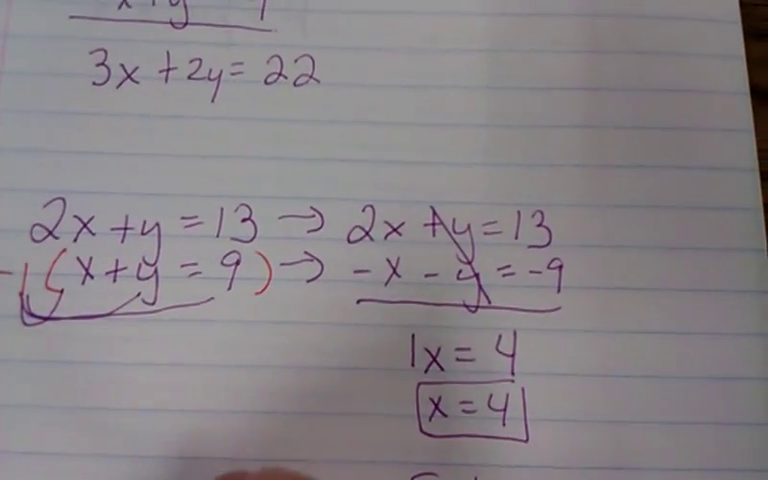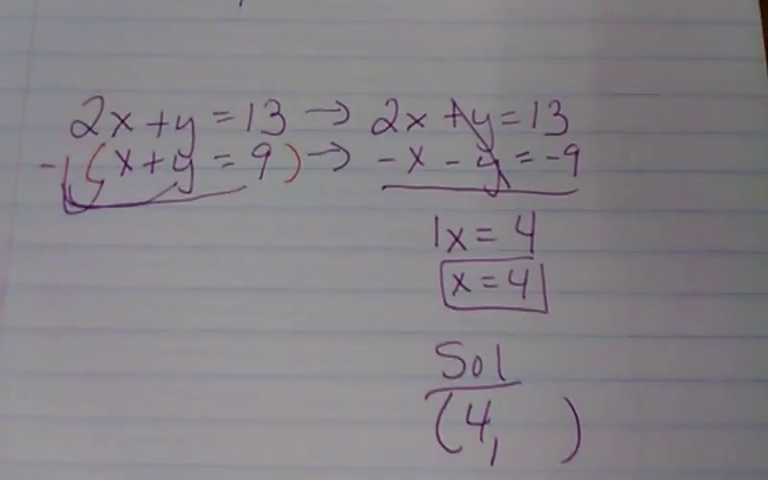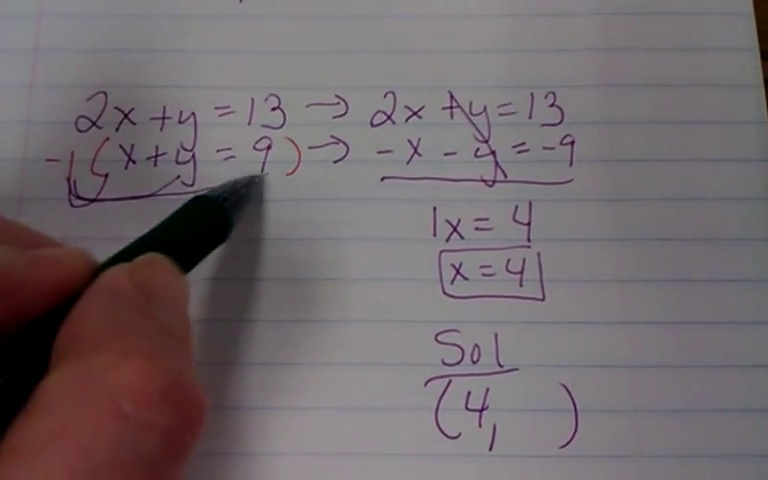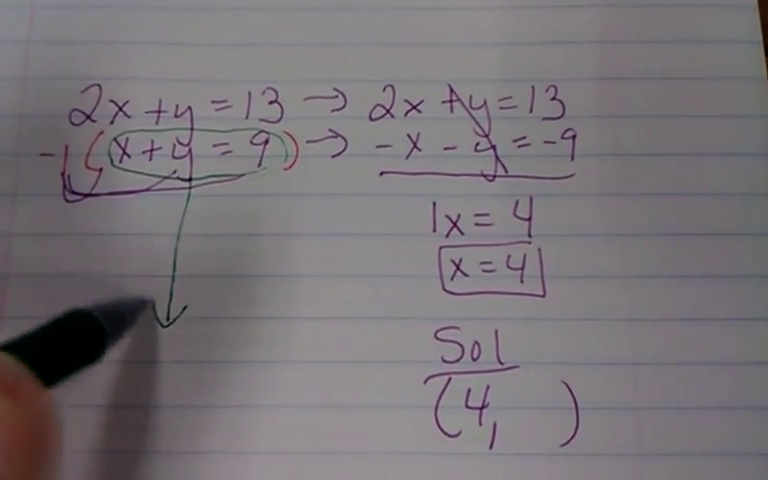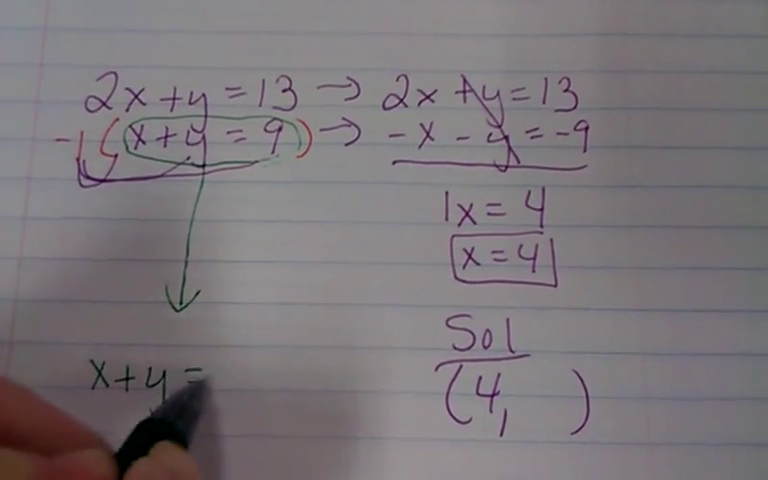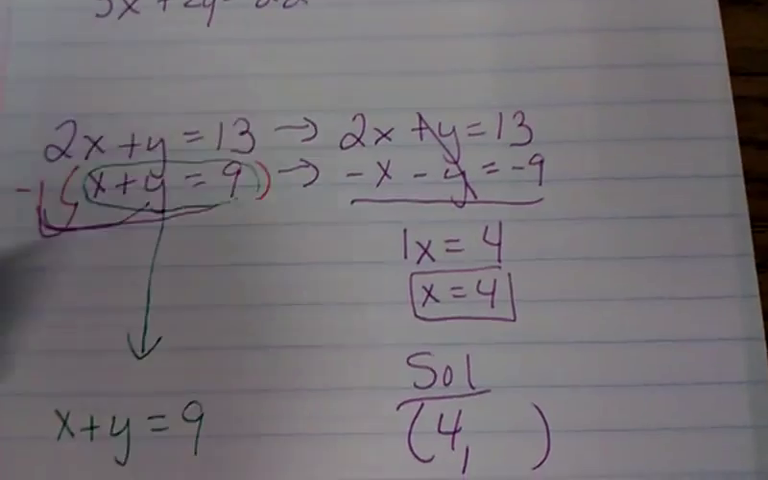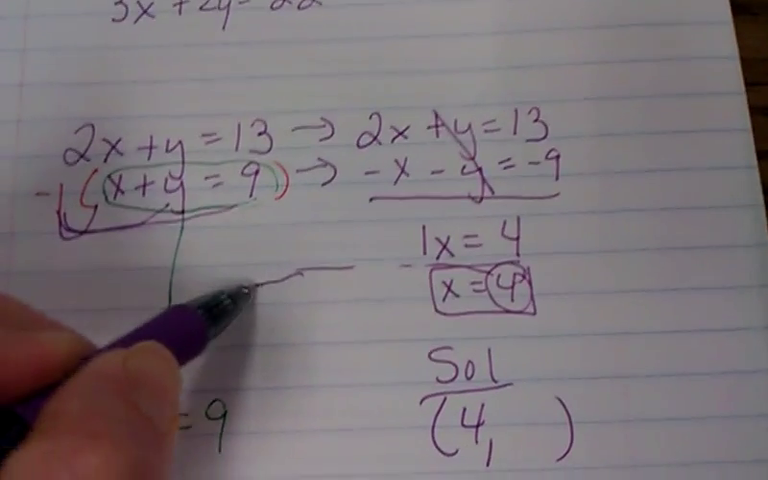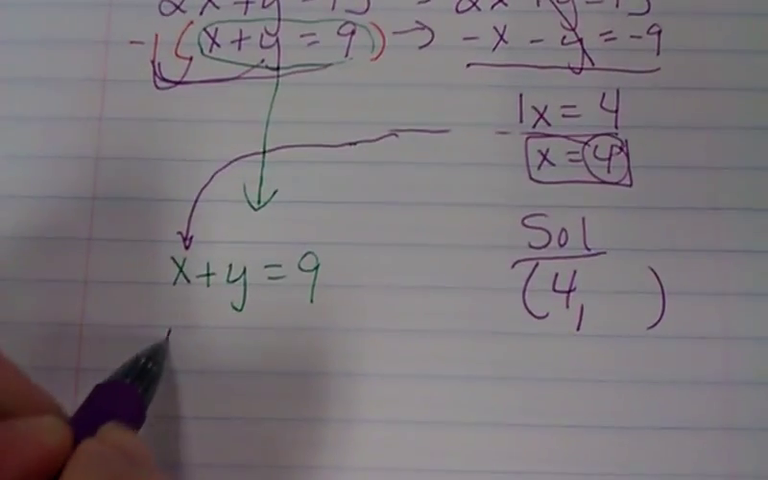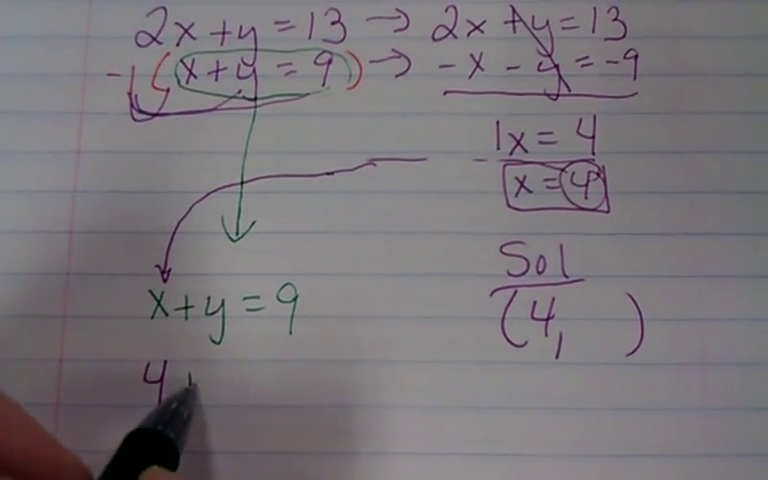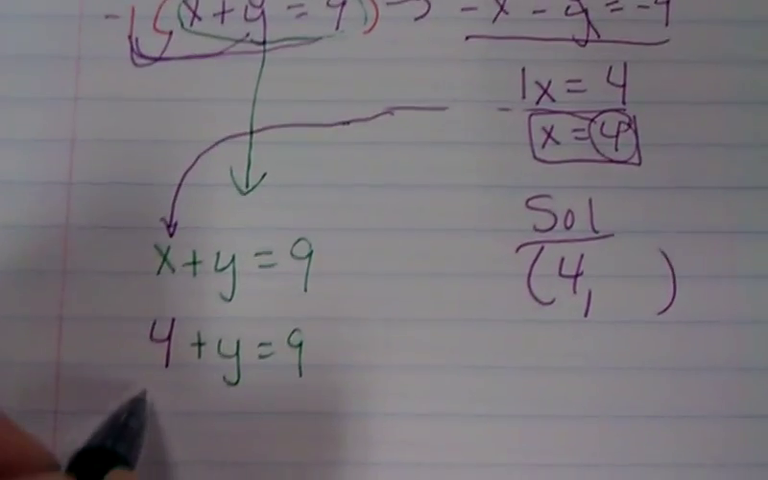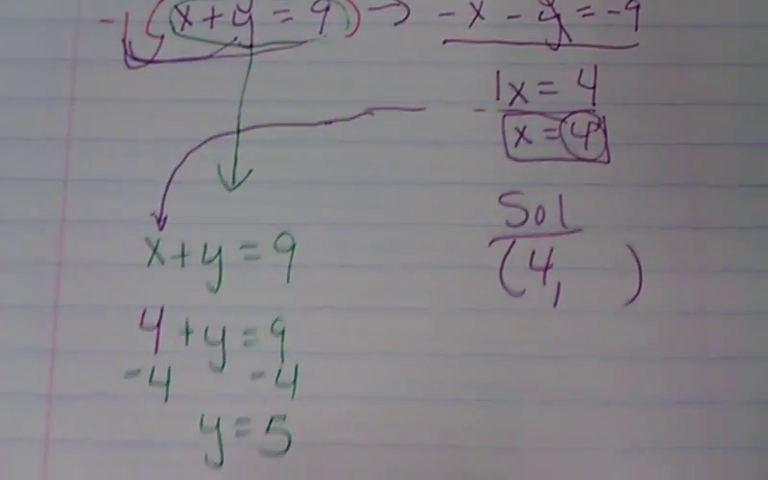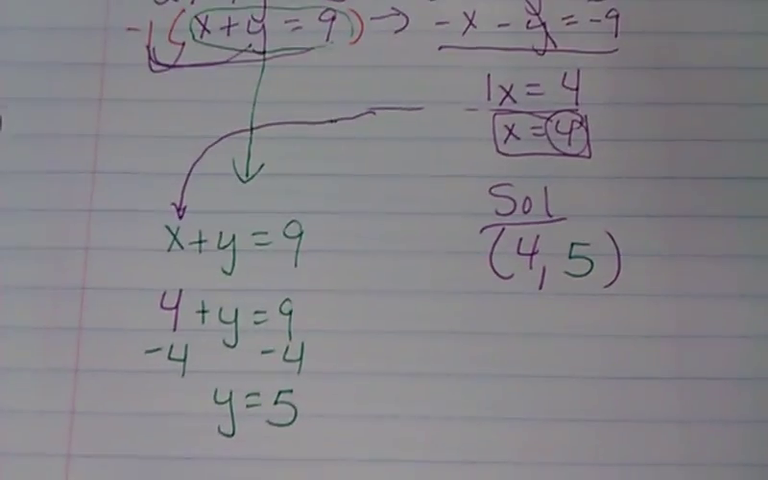So for my solution, I have 4, and then I need to find my y. In this case, I can choose any one of the original equations. I'm going to choose this one right here, x plus y equals 9. So now I'm going to take what x equals and substitute it over here. Whoops, I'm kind of losing my pen here. It's kind of noisy here today. And I've got 4 plus y equals 9. I will subtract 4 from each side. y equals 5. So my solution is 4, 5.